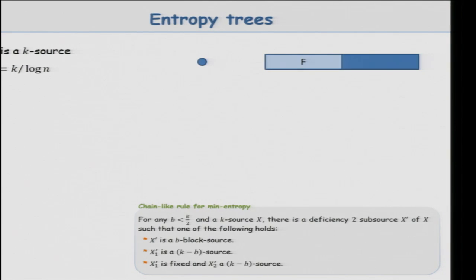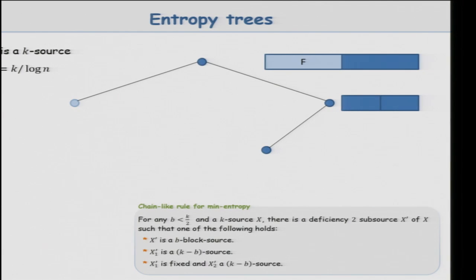Say you apply this lemma, and you get a deficiency-2 subsource of the source, such that the first part is fixed and the second part has most of the entropy, k minus k over log n. So you draw it this way. This part is fixed, and you move here and apply the lemma again. You might find that the second case happens, and you find a deficiency-2 subsource of the previous subsource, such that this is a k minus little-o of k source. So you move there.